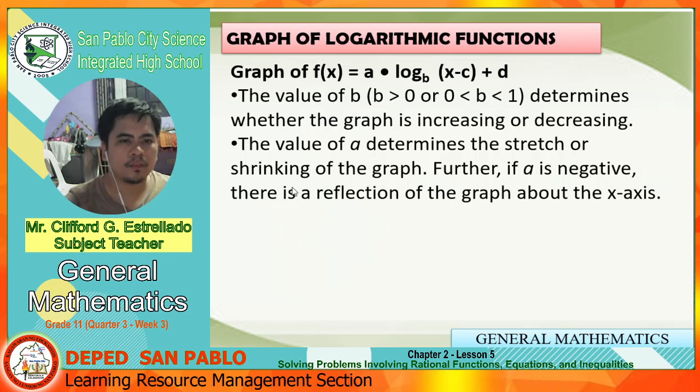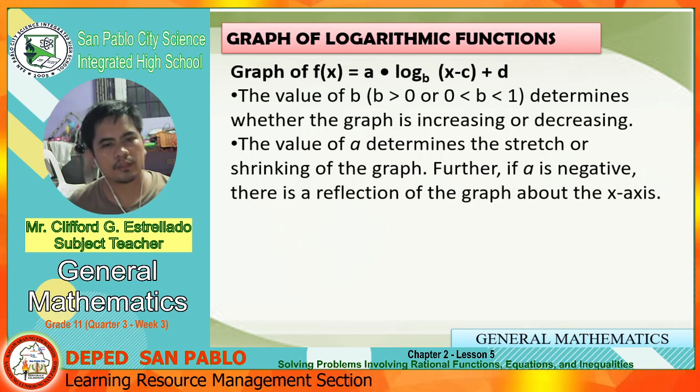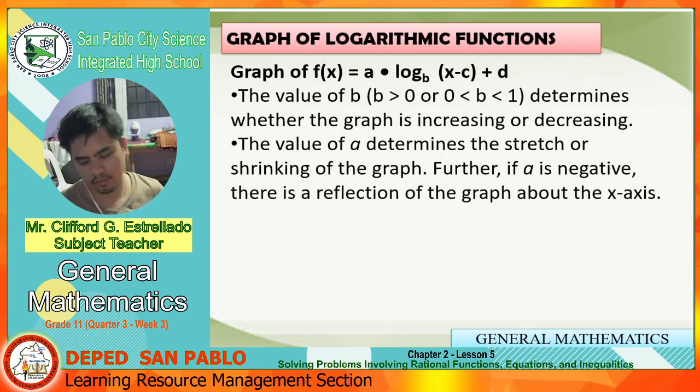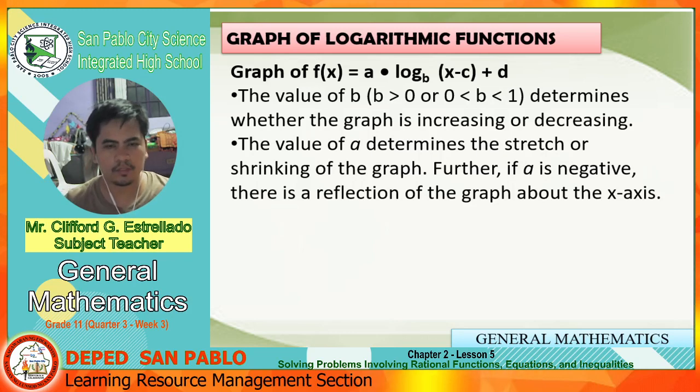Next, the value of A determines the stretch or shrinking of the graph. Kaya nga, vertical stretching at vertical shrinking. Further, if A is negative, there is a reflection of the graph about the x-axis. So, reflection, stretching, and shrinking.